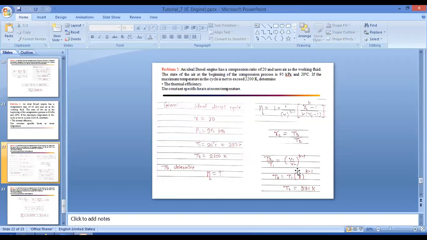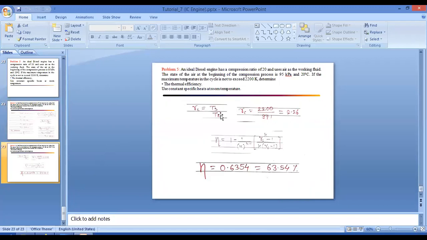Again, to calculate the value of T2, T1 is given. So it is obvious that we will use the equation for the process 1 to 2, that is T2 by T1 is equal to V1 by V2 raised to k minus 1. V1 by V2 is our compression ratio, which is 20. So you will get the value of T2 from this relation. Once you get the value of T2, calculate the cutoff ratio by using this equation. Once you get the cutoff ratio, put these values in this equation, and all the values are known. The only unknown will be the efficiency. Then you will get the efficiency of the diesel engine.